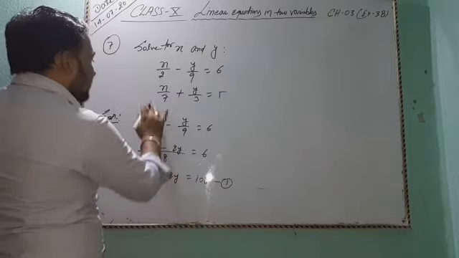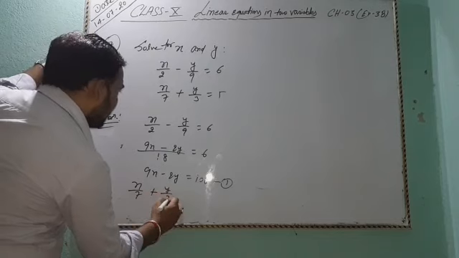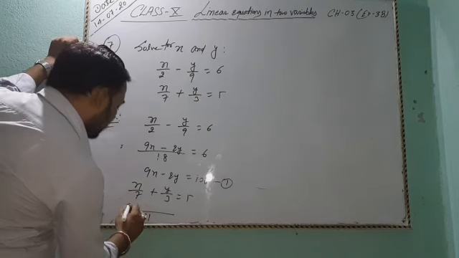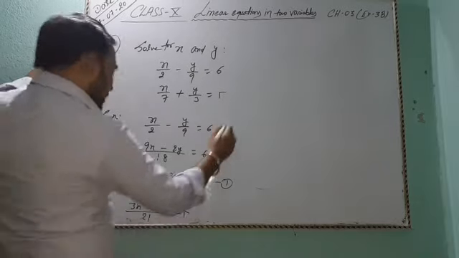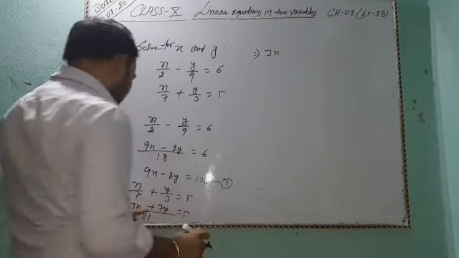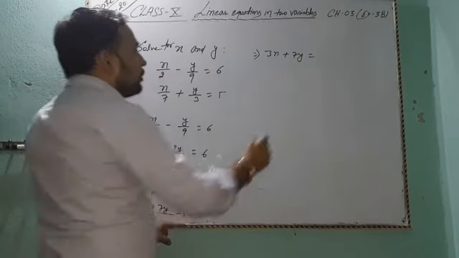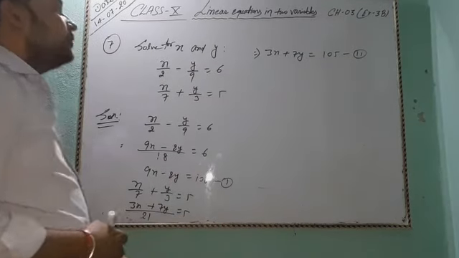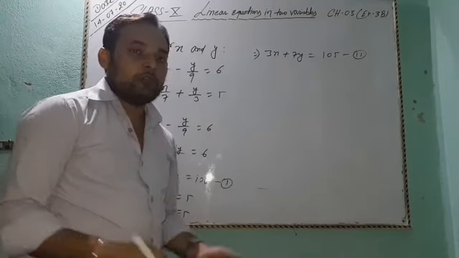Okay, and next is x by 7 plus y by 3 equal to 5. For this take LCM 21, 7 threes are 21, 3x plus 3 sevens are 21, 7y equal to 5. And by cross multiplication 3x plus 7y equal to 21 fives are 105. This is equation 2. Okay, and solve these equations by any method, substitution method or elimination method.